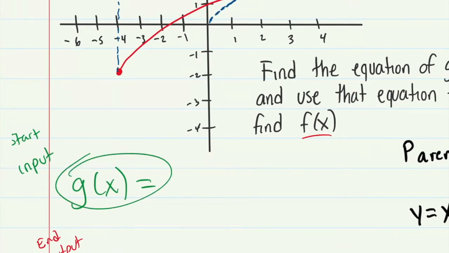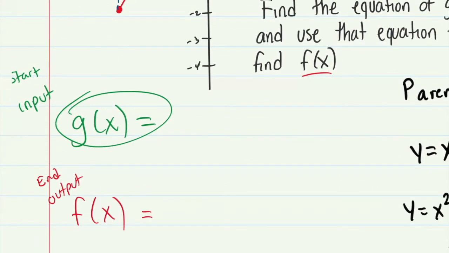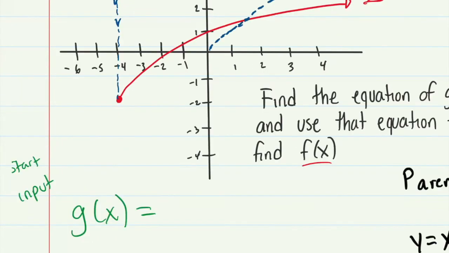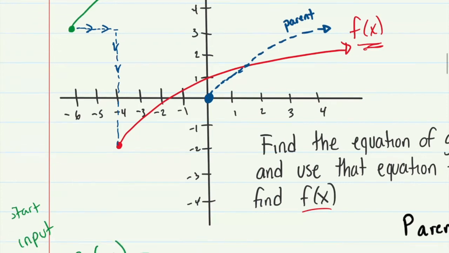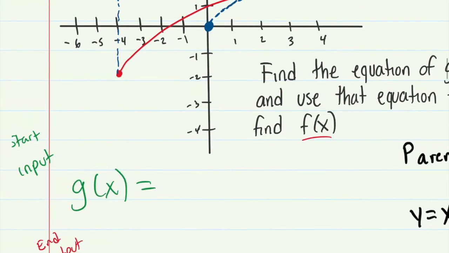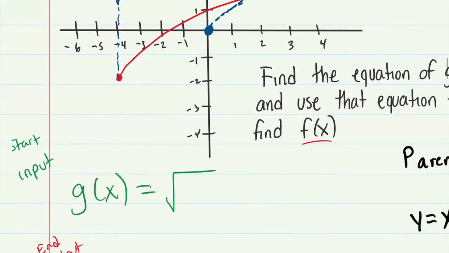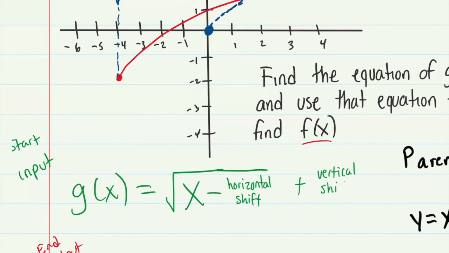Okay, so we need to use this parent graph to figure out how to make the g of x and use g of x to find f of x. So let's do it a step at a time here. Let's say our point begins at 0, 0. So we know the parent graph is the square root of x. Now, if you want to move it sideways, remember, anything inside with the x is a horizontal shift. Everything outside of the x is a vertical shift. You move it up and down, vertical shift.